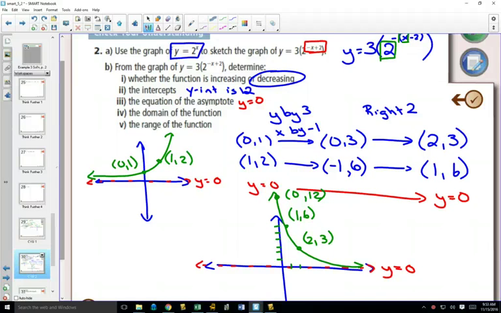Our asymptote is at y equals 0. The domain of any exponential function is always everything. And our range will be y is bigger than 0.